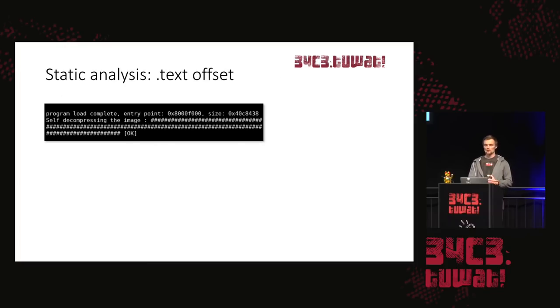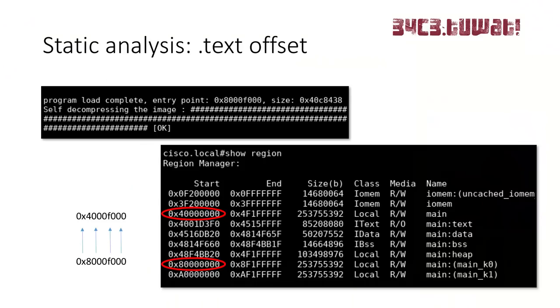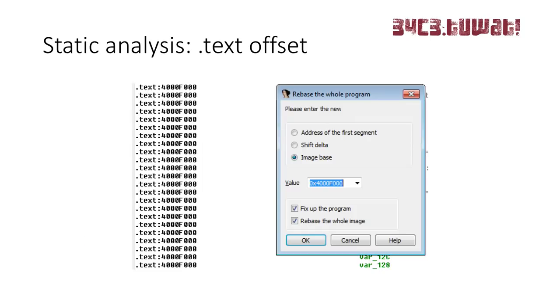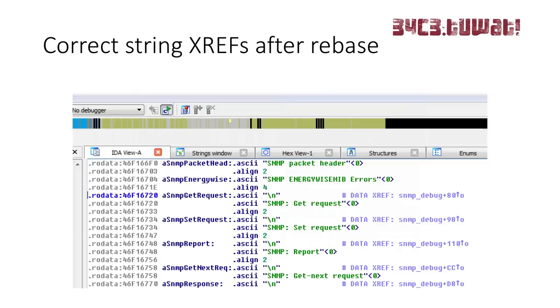So one thing I want to note. The actual firmware gets loaded into address 800F00, but the program counter is located at address 4. And this is because iOS, when it loaded the firmware, maps the memory to 400F00. This is important because to have correct cross references in IDA Pro, you have to rebase your program to 4. And after that, you will have all correct string cross references. You will have all the necessary strings, and your static analysis setup will be complete.